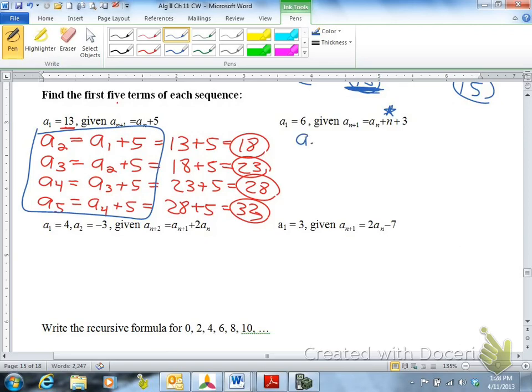A sub 2. A sub 2, so you take the one before it, a sub 1, plus, notice that this n is the same number as this n. Once you notice that and that registers, it makes the question a lot easier. So if this little subscript is a 1, that means this n right here is also a 1. And then plus 3 again. So you would have 6 plus 1 plus 3 is 10.